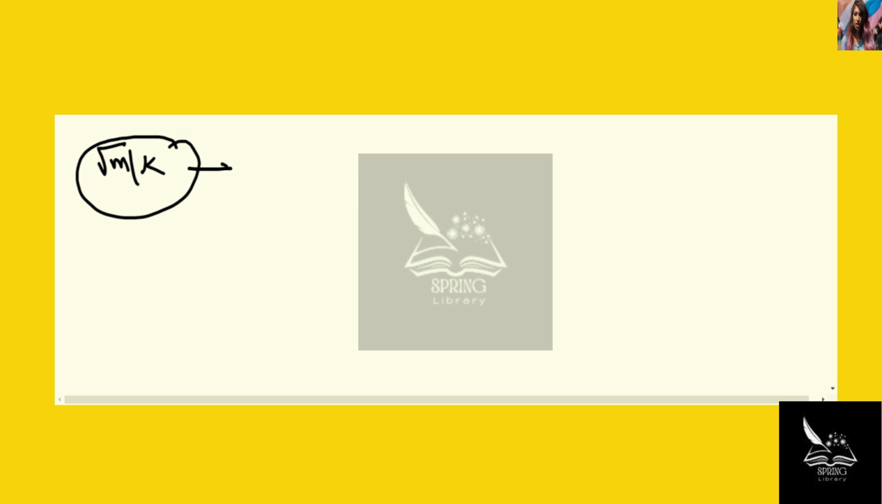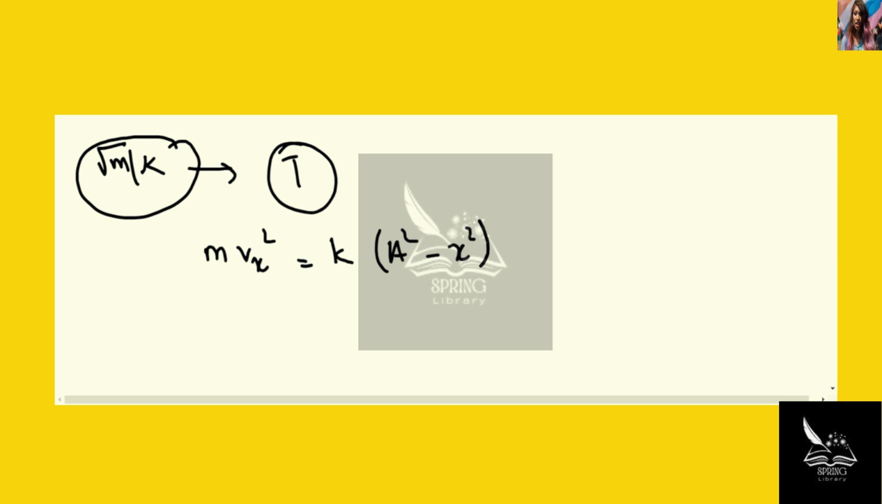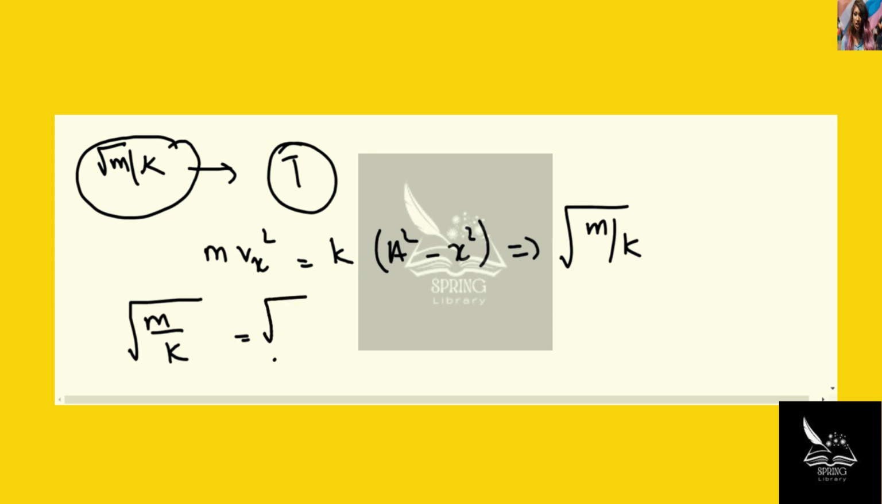First we are going to solve this equation for √(m/k), and after solving this, we are going to use this result to calculate T. Now, mvx² = k(A² − x²). It gives √(m/k) equal to √(A² − x²) upon vx.